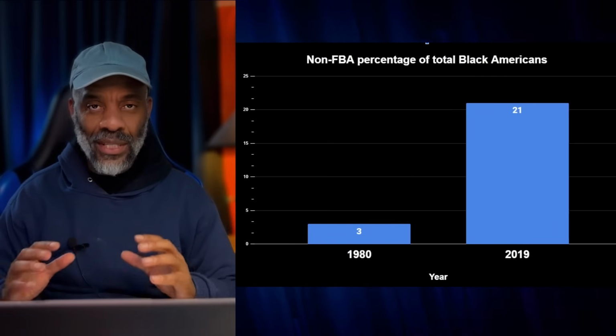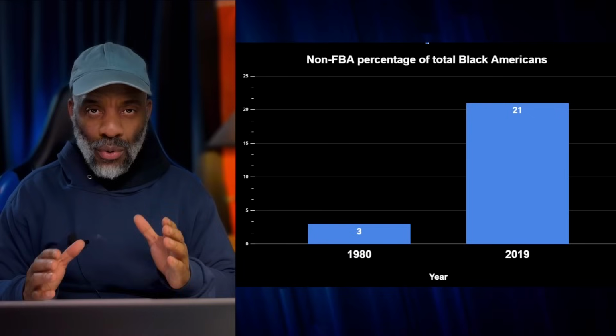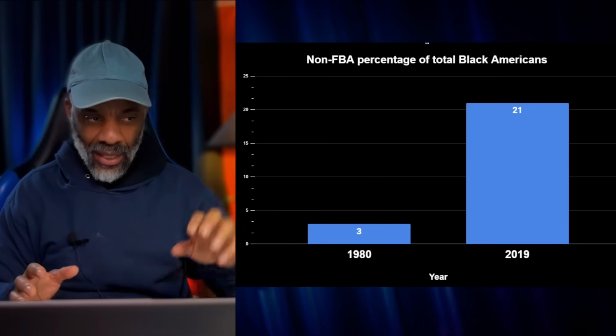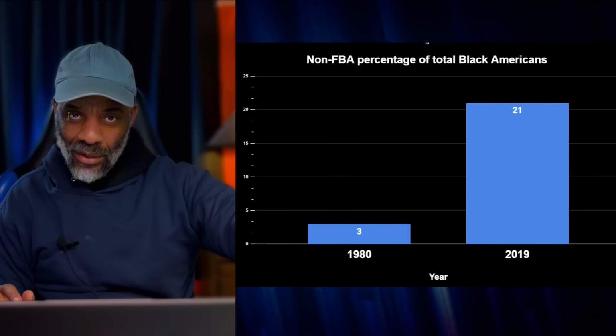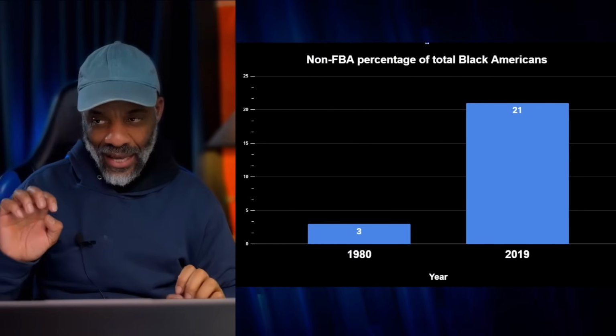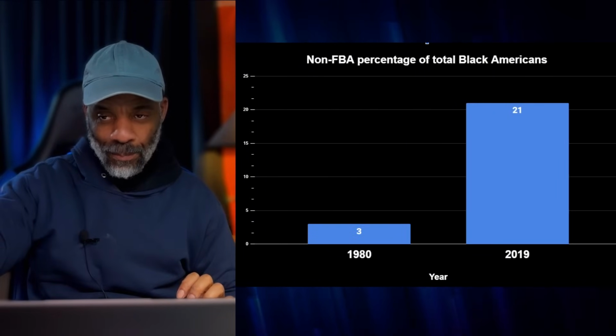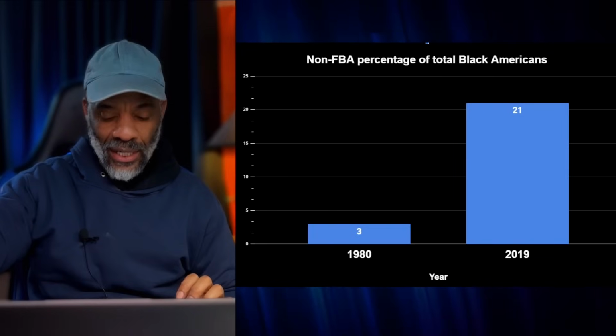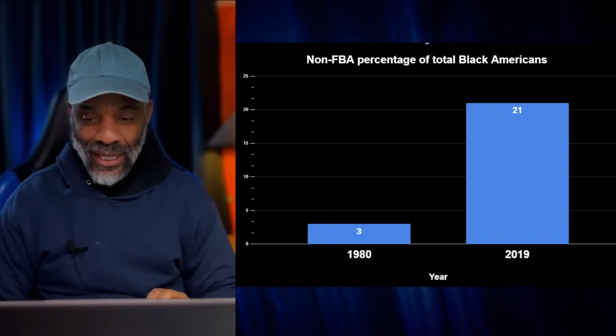Now, what is also interesting is what I call mixed FBAs, or mixed or dual ancestry, right? Those are the Black Americans who have foundational Black American in one parent, and then immigrant in another parent, right? And I think that's also very interesting.